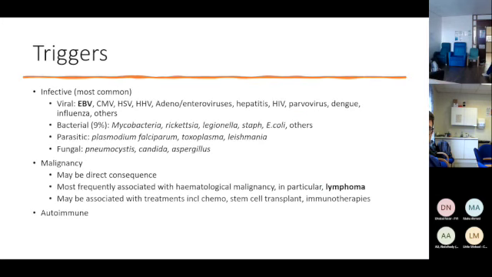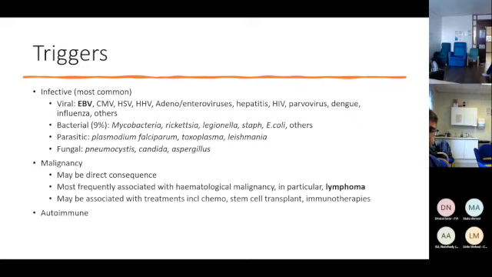So triggers for secondary HLH: the most common is going to be infective, and within that it's likely to be a viral trigger, and of viral triggers probably EBV. However, it can be triggered by most other common viruses: CMV, HSV, adenovirus, HIV. Bacterial triggers tend to be slightly unusual infections, so mycobacteria, Legionella, but can be staph and E. coli and common things. It can also be parasitic or fungal infections that might trigger it.